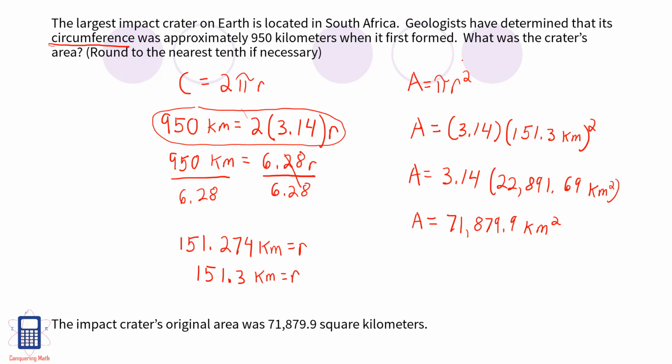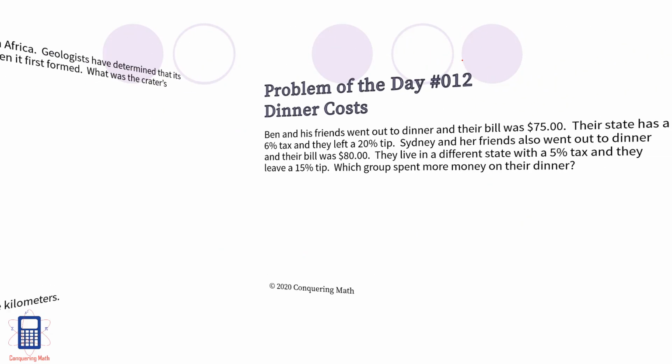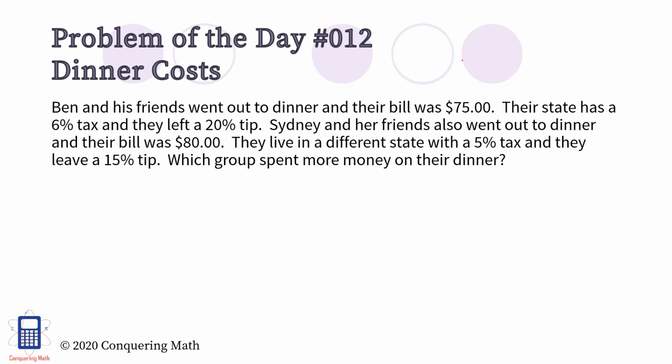Let's take a look at the next problem. Problem of the day number 12, dinner costs. Ben and his friends went out to dinner and their bill was $75. Their state has a 6% tax and they left a 20% tip. Sydney and her friends also went out to dinner and their bill was $80. They live in a different state with a 5% tax and they leave a 15% tip. Which group spent more money on their dinner?